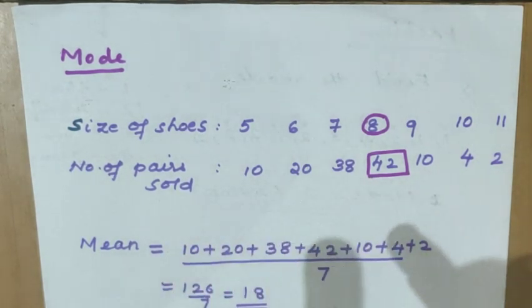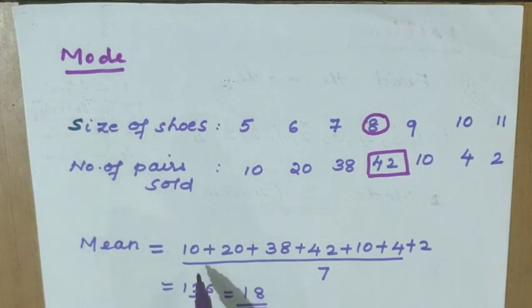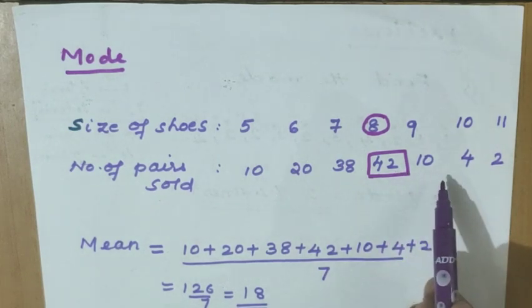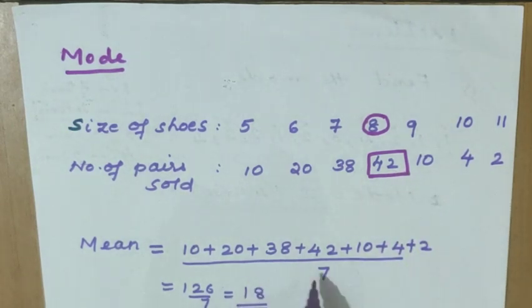For this question, if we are going for mean, what should we do? Sum of the observations divided by number of observations. That means 10 plus 20 plus 38 plus 42 plus 10 plus 4 plus 2 divided by 7, that is equal to 126 by 7, equal to 18, right?